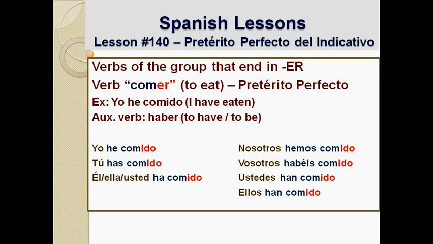Nosotros hemos comido. We have eaten. Vosotros habéis comido. You have eaten, you plural. Ustedes han comido. Also, you have eaten, but this is the you plural, the form used in Latin America. And ellos han comido. They have eaten.